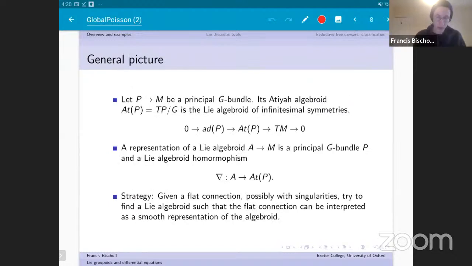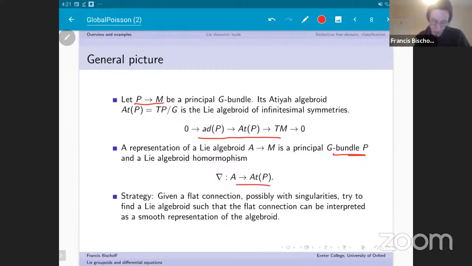Here's the general picture, which has three parts to it. Here it's the infinitesimal version, or the infinitesimal picture. Given a principal G bundle P over a manifold, we can define its Atiyah algebroid, which is a Lie algebroid of infinitesimal symmetries. It's a Lie algebroid over M, and it sits in a short exact sequence like this. Now, given any Lie algebroid A over M, we can define a representation to be given by a principal bundle along with a Lie algebroid homomorphism from A into the Atiyah algebroid.